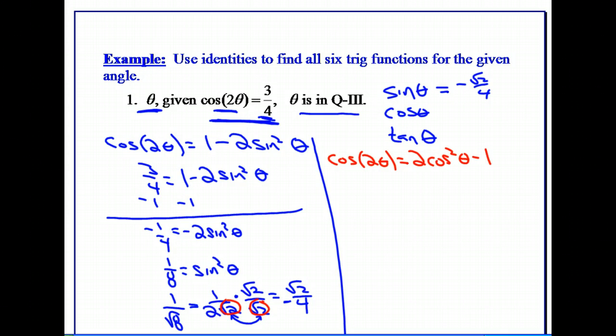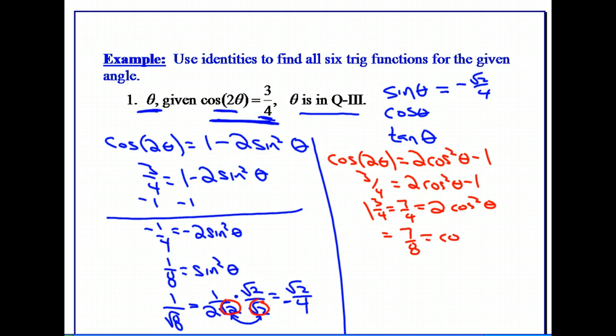Cosine of 2 theta, look, it's still 3/4. No big change there. 2 cosine squared of theta minus 1. Let's do our algebra. We'll add on 1 to both sides this time, so I get 1 and 3/4, otherwise known as 7/4, equals 2 cosine squared of theta. Divide by 2.